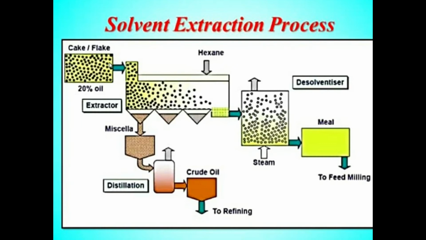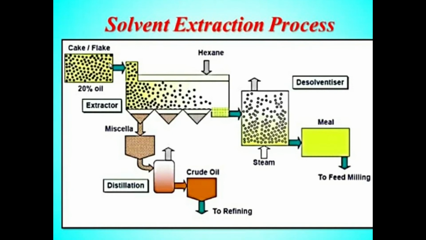In the desolventizer, they raise the temperature of the container, and because of that, whatever solvent is present in the meal gets evaporated and is condensed in another unit. When it is condensed in another unit, it is used again for the next cycle of oil extraction. Whatever meal is left in that container goes for further processing. I am going to explain how the meal is used. So this is all about meal extraction.